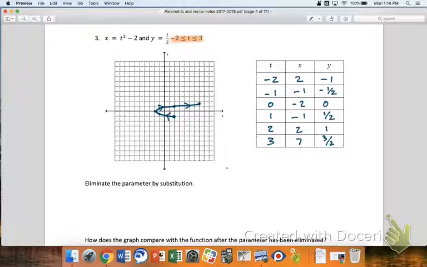Are you guys getting a sideways parabola looking thing? Yeah? Okay. Notice I've indicated the direction of motion based on the ordering of the t's there. You should get something like this.